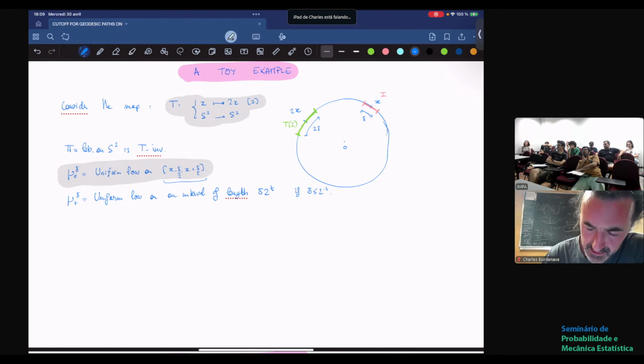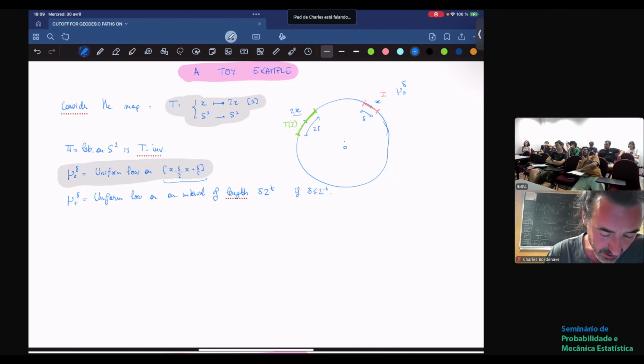Okay, so now this is a uniform measure at the beginning. So I take a uniform law on this interval. And now when I apply this map once, I will get a uniform law on a new interval, which will be of length 2 delta, now centered at 2x.